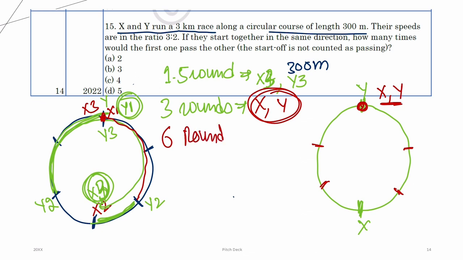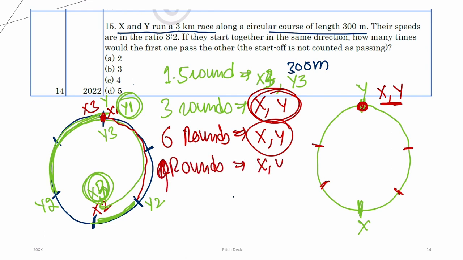After 6 rounds, they are going to meet again. Where? Again at the starting point. After 9 rounds, they are going to meet again at the starting point. Since there are only 10 rounds, we have already seen that X has a total track of 300 meters and the total distance is 3000 meters.